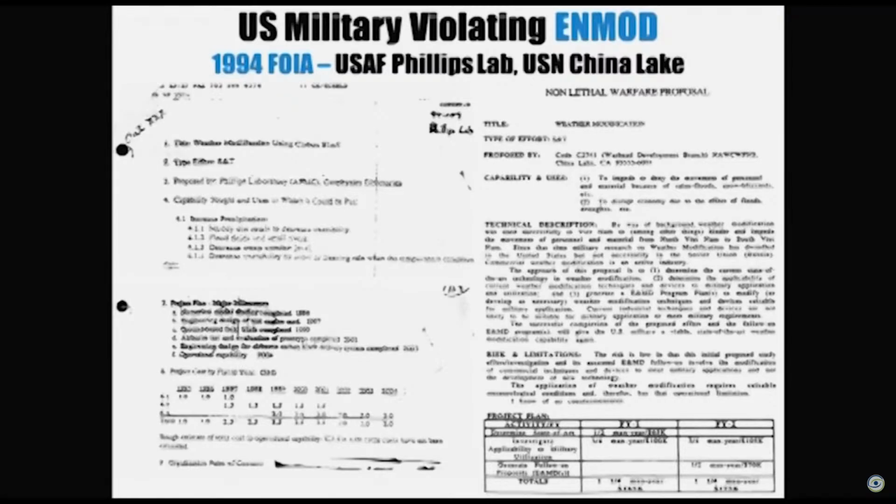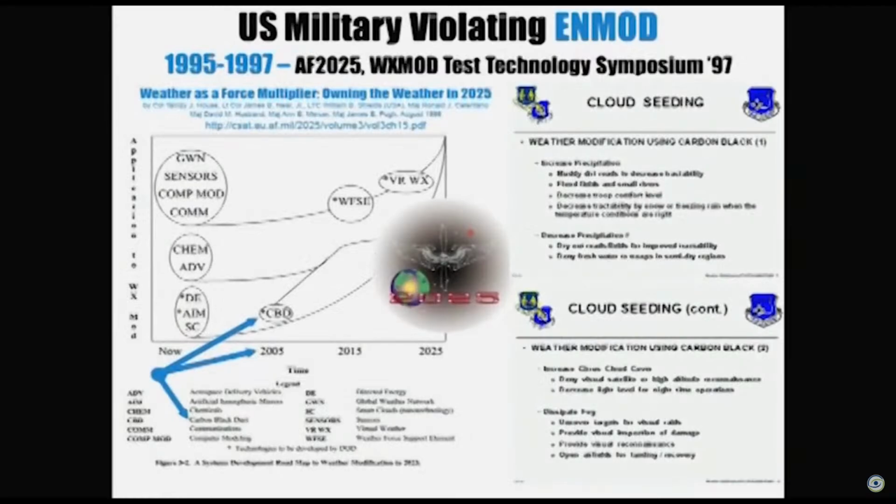Oh, and that's the U.S. Air Force Phillips Lab. On the other side, we got the U.S. Navy, and guess what they call it? Non-lethal warfare. So now if you want to know who's modifying the weather, it's called the Joint Non-Lethal Weapons Directorate. You can FOIA that.